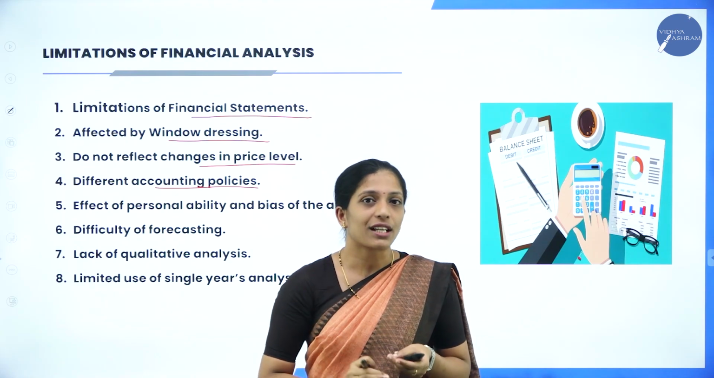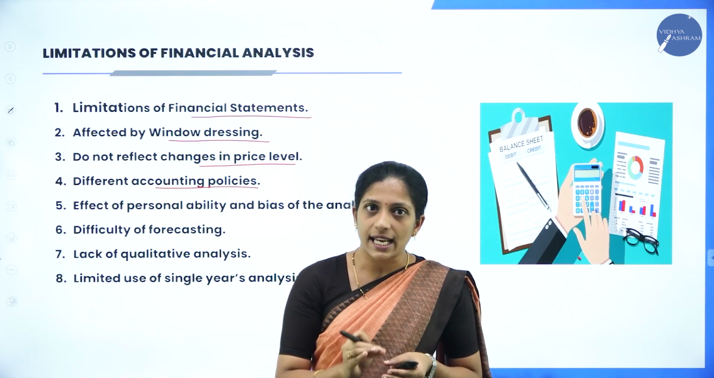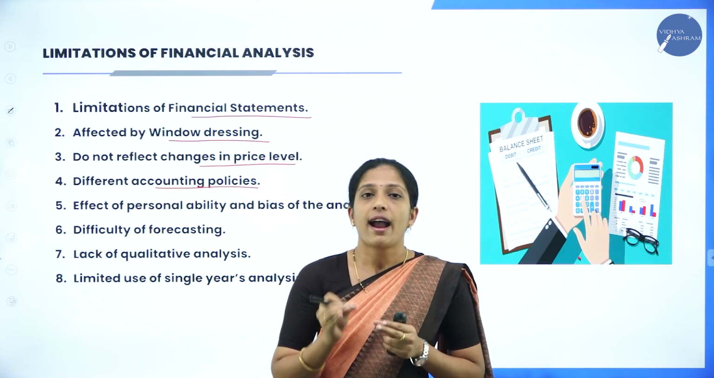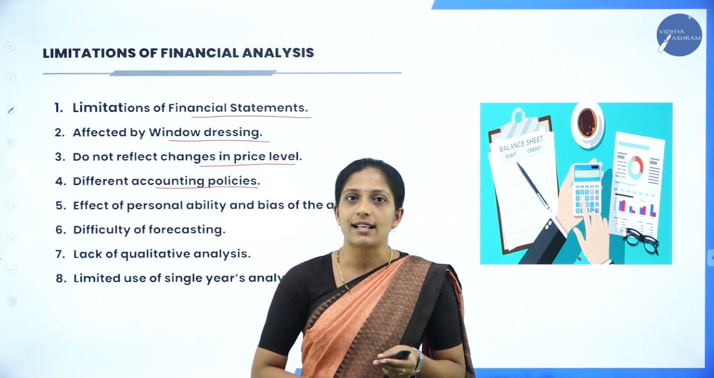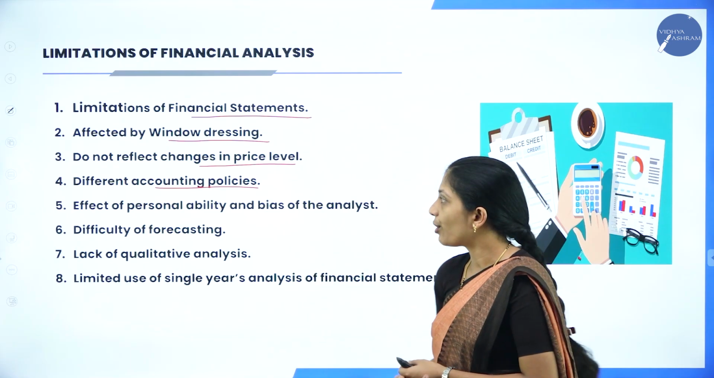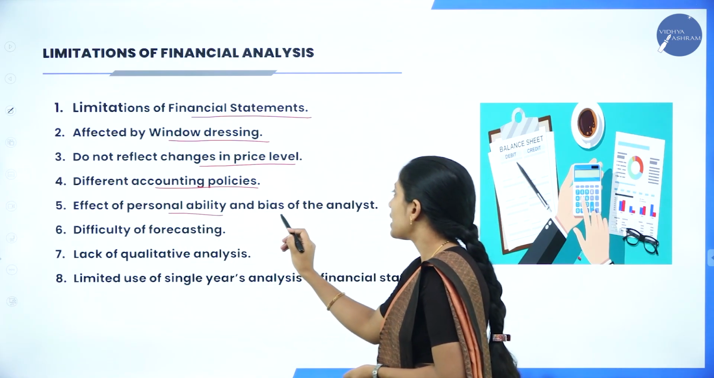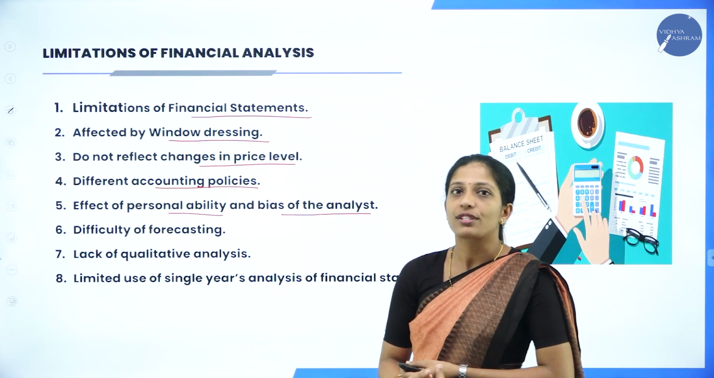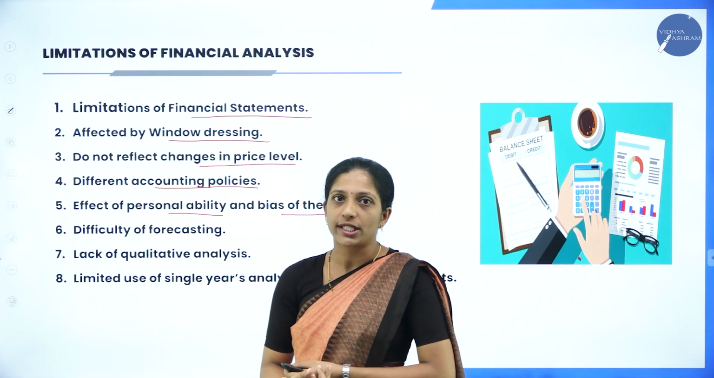It's because of accounting policies. If you don't follow the same method from one year to another year and from one organization to another organization, your analysis goes wrong. Effect on personal ability and bias of the analyst. Of course, this is also one of the limitations of the financial statement.